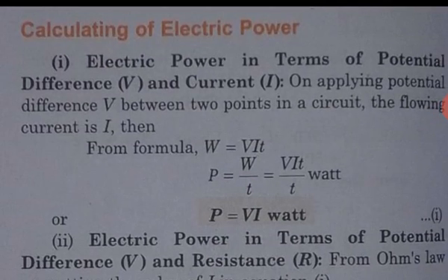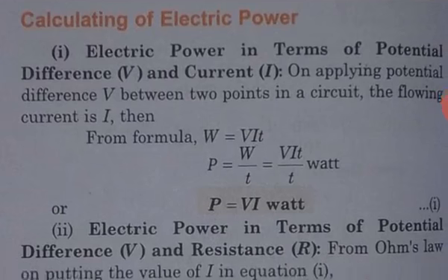Calculating the electric power. Electric power in terms of the potential difference V and current I. So, P is equal to W upon T, which is equal to VIT upon T. So, P is equal to VI watt.